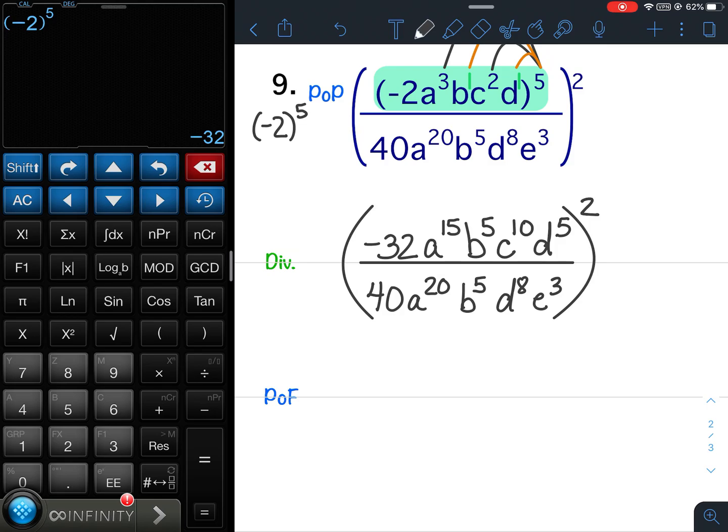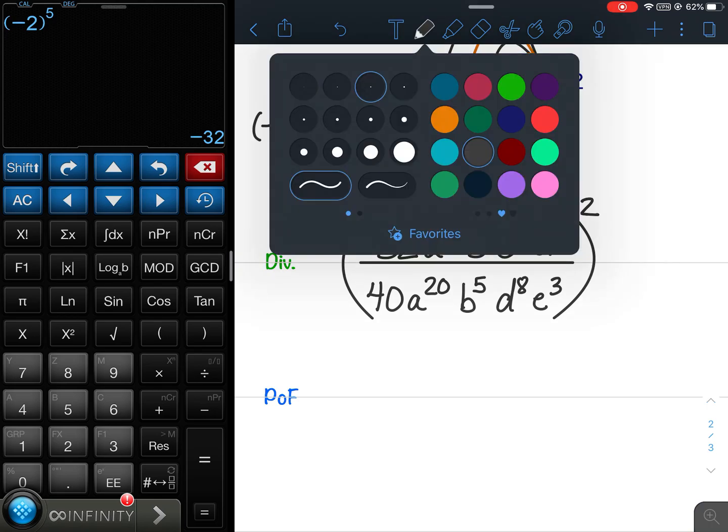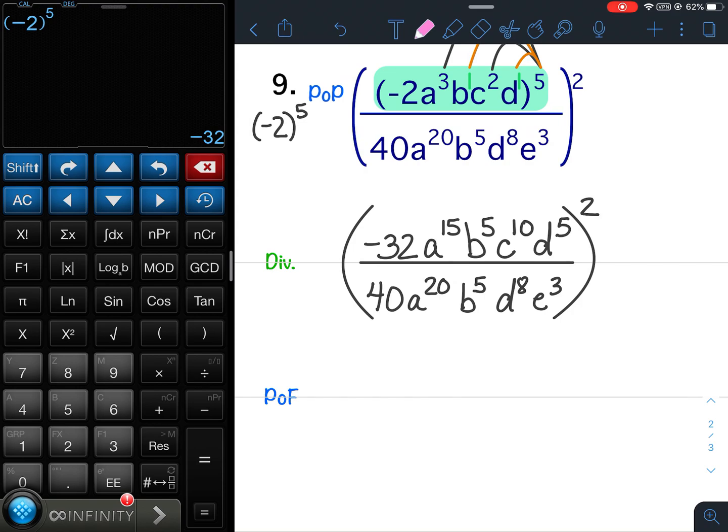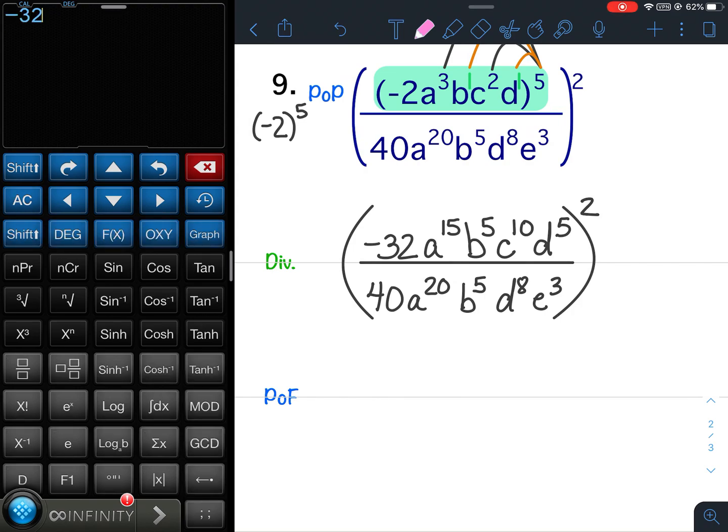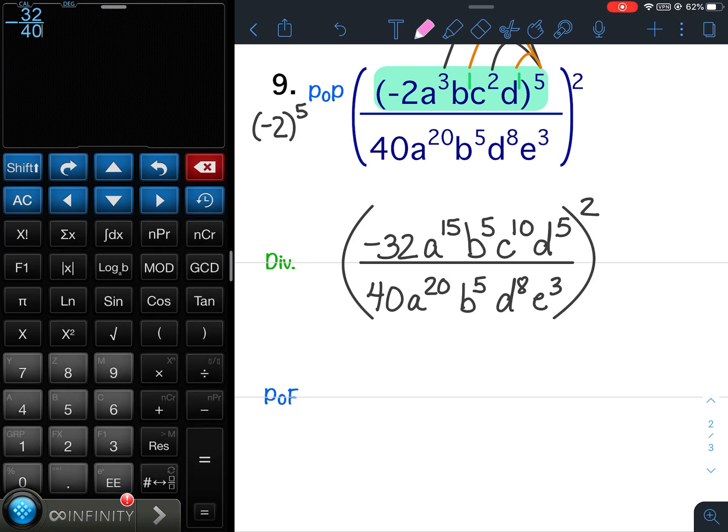When you divide, you start by dividing your coefficients. So negative 32 over 40 is negative 4/5. So I'll put the negative 4 in the numerator and the 5 in the denominator.